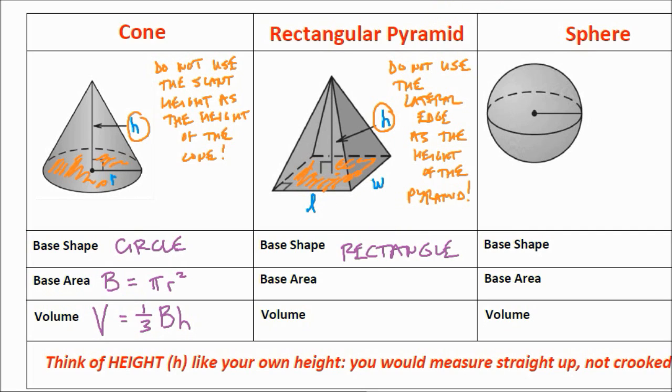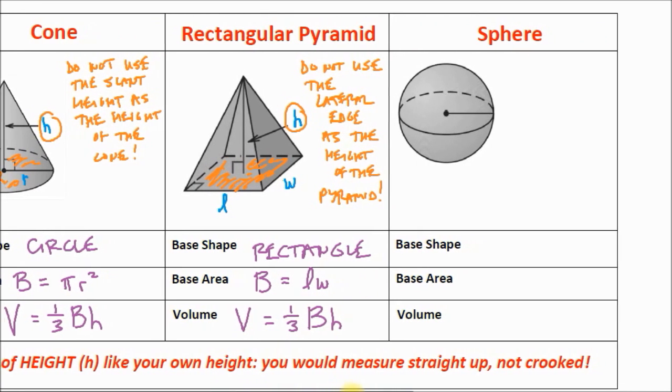All right, what's our base area? Well, the good news is, this is a rectangle. We know the area of a rectangle is length times width. And the volume of our pyramid, thankfully, is exactly the same formula as the volume of a cone. It's 1/3 times the area of the base times the height of the pyramid.